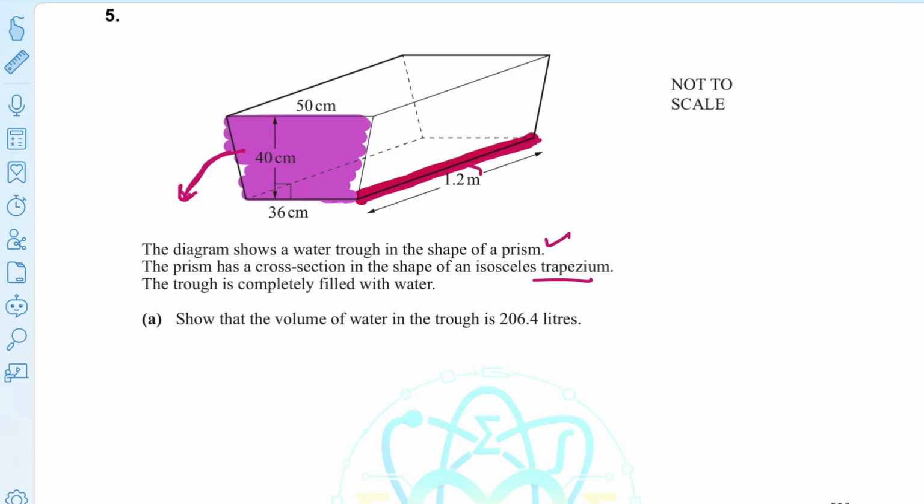First of all, this one is given 1.2 meter. We can convert this into centimeters. 1.2 times 100, it will be 120 centimeter. Is it okay? Now, so I'm writing the area of trapezium times the length we have to find out to find the volume, right? Okay, so how to find the area of trapezium?